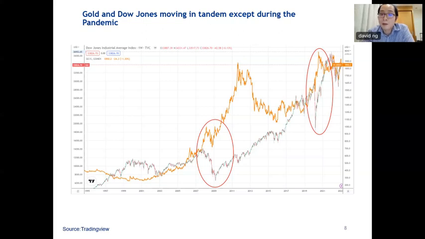So the key question we should ask ourselves is, are equity markets heading into further downside? If that's the case, then historically speaking, that will give a bit of support for gold prices going forward.